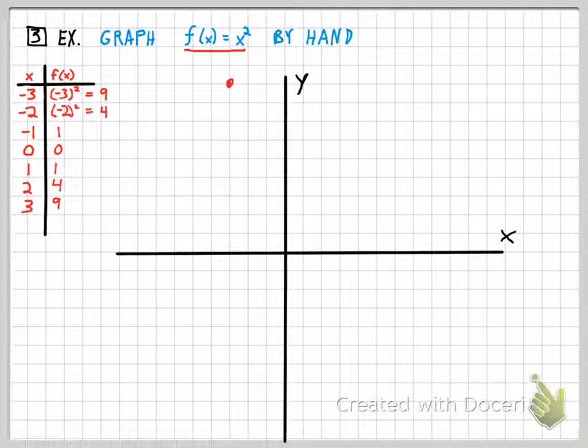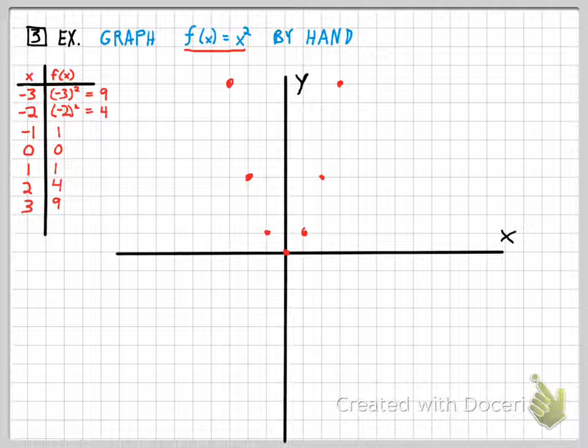Negative 2, 4 is another point on the function. Negative 1, 1 is a point on the function. 0, 0 is a point on the function. 1, 1. And 2, 4 and 3, 9. So when you talk about the function, it's not just these 7 points, but it's really every other point that you could possibly think of.